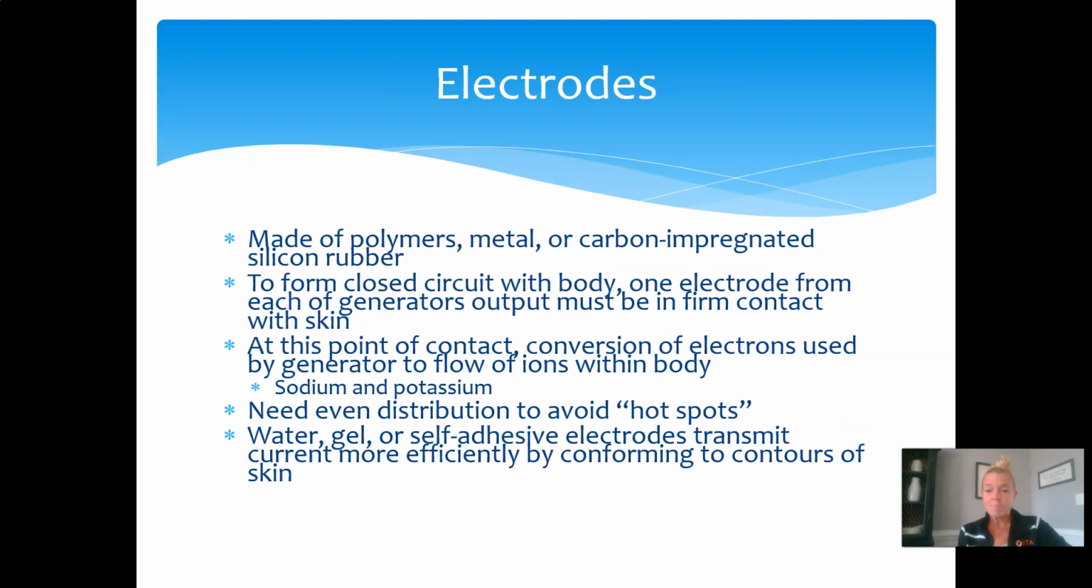So there's lots of different types of electrodes out there. They can be made of different polymers, metal, carbon impregnated silicone rubber, all sorts of different materials. But again, to form a closed circuit with the body, you need 2 electrodes in firm contact with the skin in order to actually close that circuit.